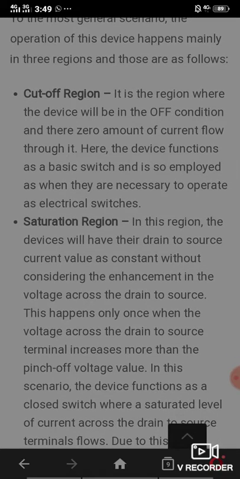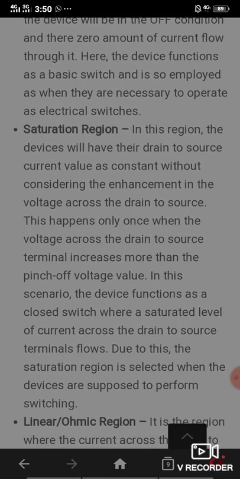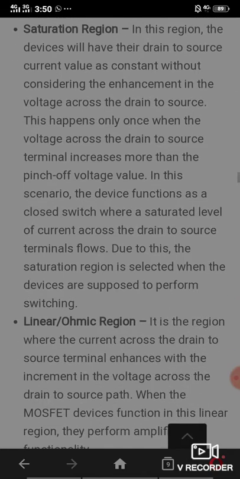Saturation region. In this region, the device will have its drain to source current at a constant value without constraint by the increase in the voltage across the drain to source. This happens only when the voltage across the drain to source terminal increases more than the pinch-off voltage value. In this scenario, the device functions as a closed switch where a saturated level of current flows across the drain to source terminal.